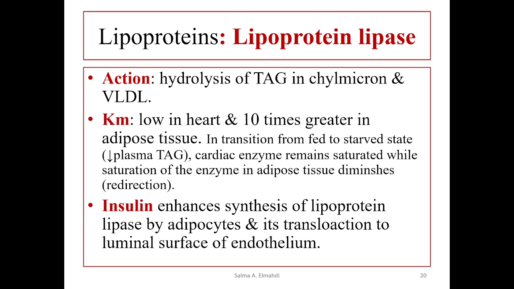We said the tissues that are concerned with triacylglycerol hydrolysis in chylomicrons and VLDL are the heart, adipose tissue, and muscle. However, heart and adipose tissue have different Km values. The Km is low in the heart and it is 10 times greater in adipose tissue. So the heart and adipose tissue will have different affinities for triacylglycerol.